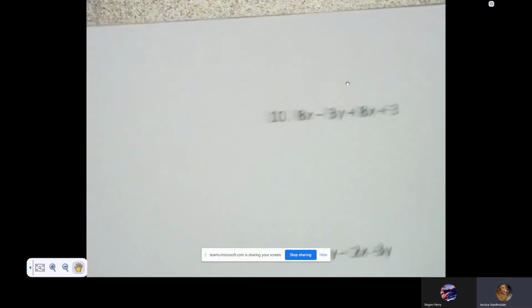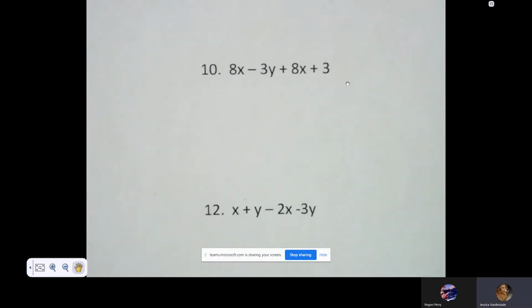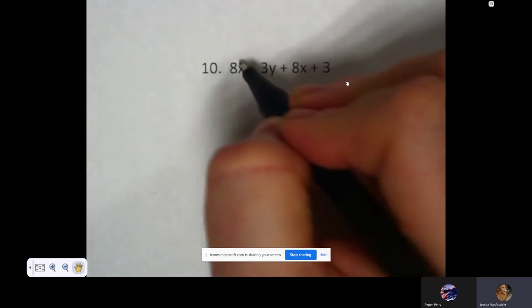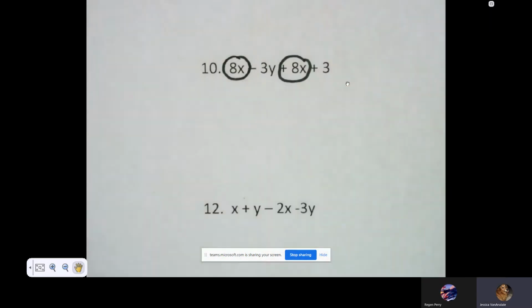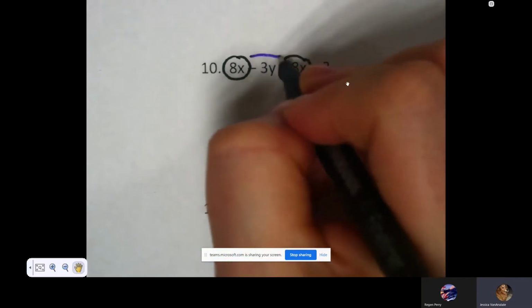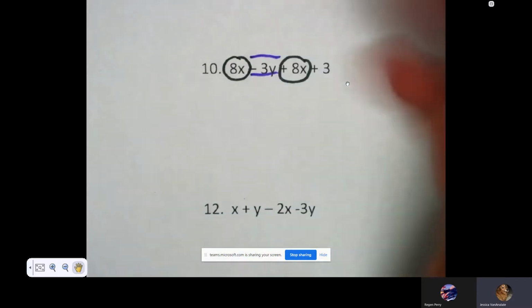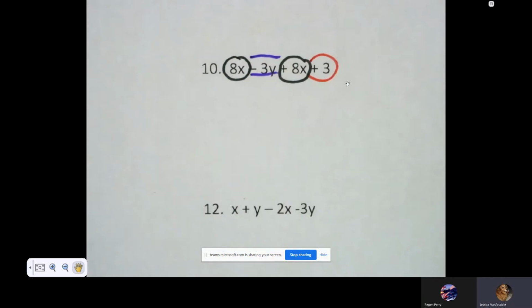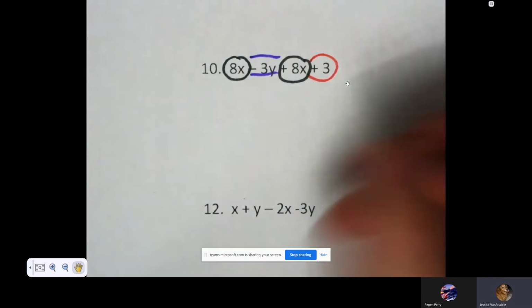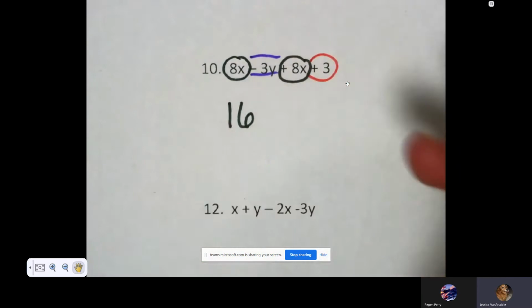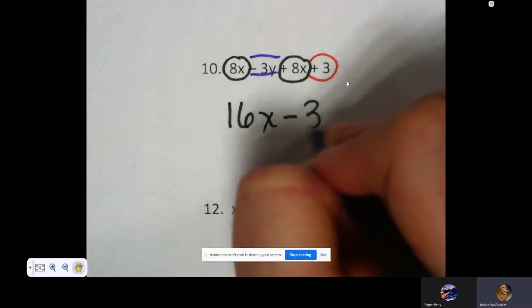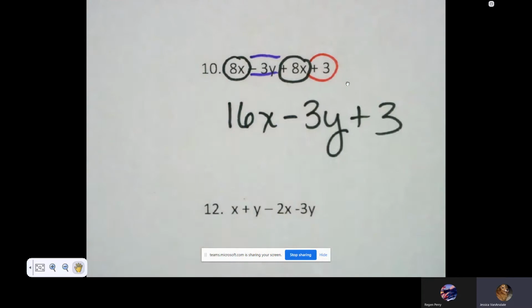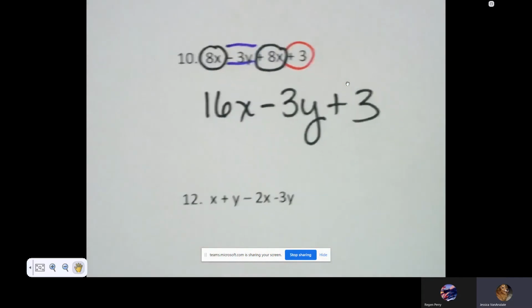Okay, number 10. Combine like terms. We've got an X here and an 8X here, and we have 3Y and a constant. So again, we just have one thing that we can combine, which is the 16x. What else? Minus 3y. Good. Plus 3. Good. Perfect.